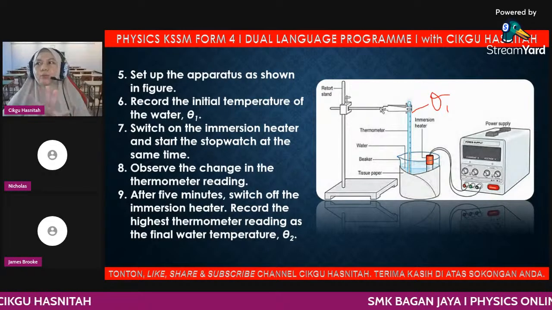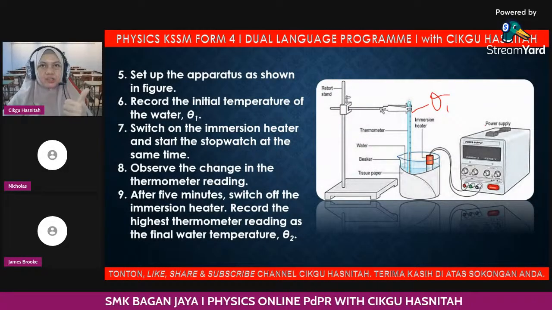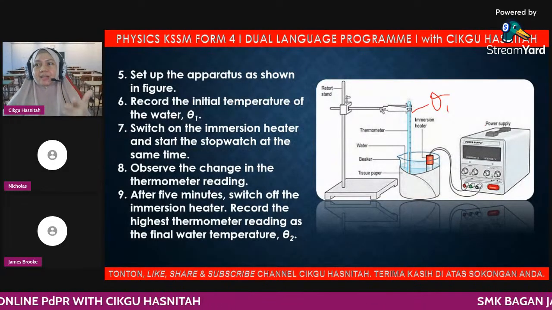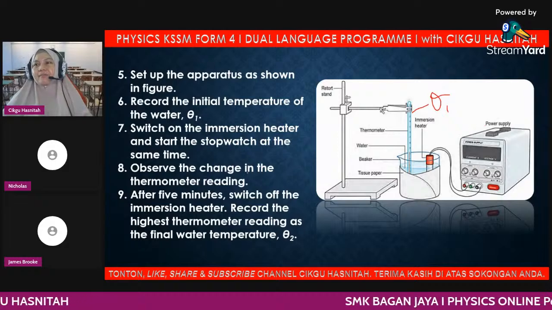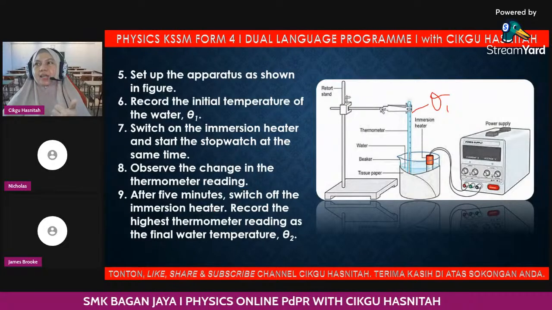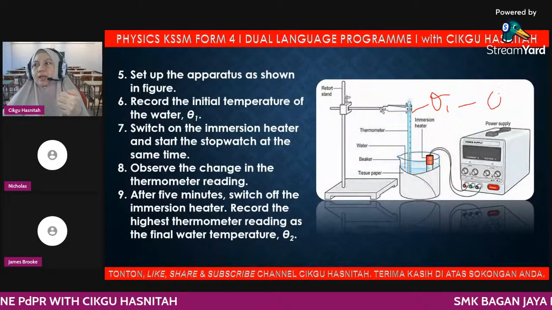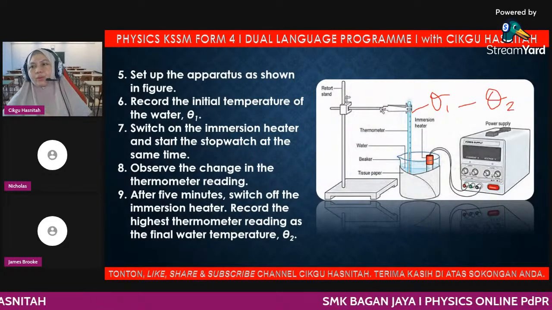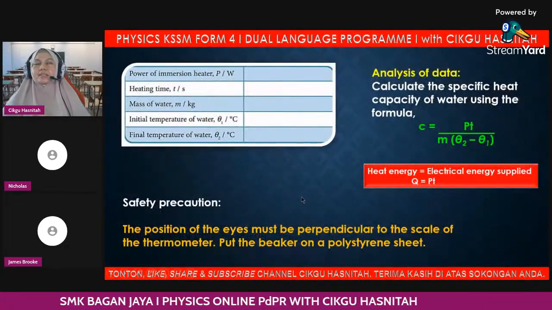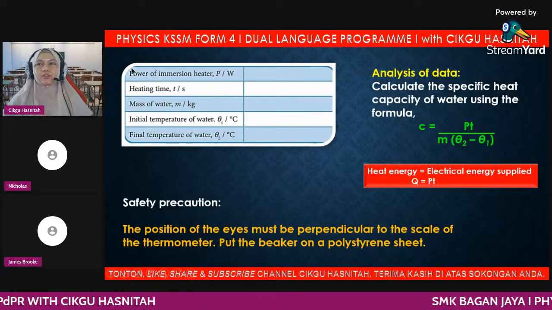Then when you are ready, we switch on the power supply, and at the same time we press the stopwatch. We start the stopwatch at the same time. After some time, after 5 minutes as written here, we switch off the immersion heater and stop the stopwatch, and you record the final temperature as theta 2. So it's a very simple experiment. And this is what we find out in this experiment. So this is all the information we have to record.